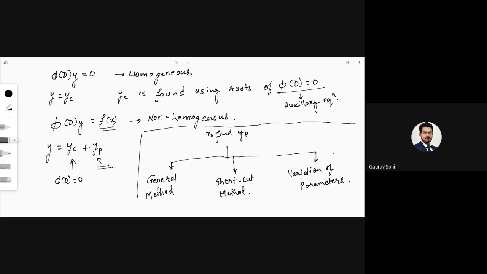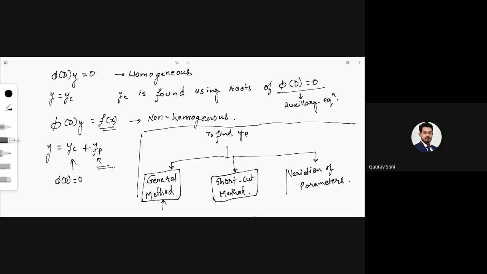What we will look at first is the general method. The sequence is just like your derivatives: if this is the first principle of your derivatives, then after the general method we can derive a list of formulas, and I will directly use them to find yp, which is called the shortcut method. It is not independent as I have drawn in the diagram, but the shortcut method depends on the general method. And the third one is the variation of parameters.